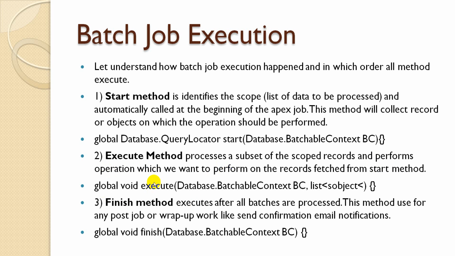So global void execute, as you can see here. I made a small mistake. The start method is global Database.QueryLocator or Iterable as object as you wish, and then start. And here we have the execute method, global void execute, Database.BatchableContext and a list of objects, and this should be closed, there is a small mistake here.